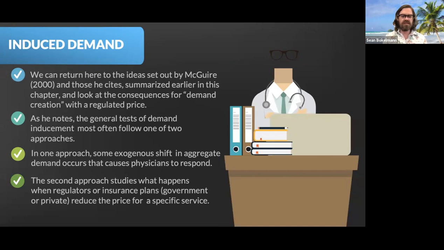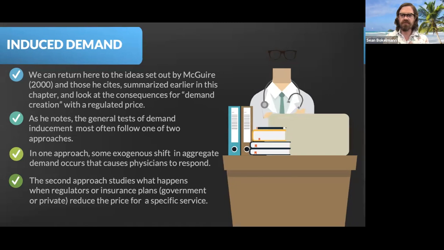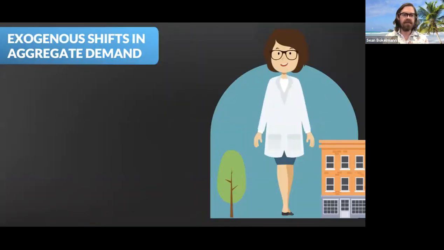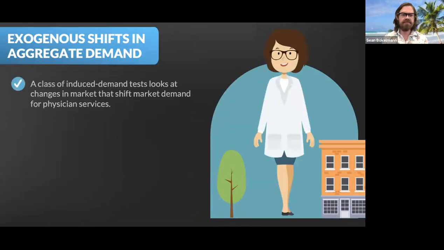The other approach looks at what happens when regulators or insurance plans reduce the price for a specific service. And really, this is still technically an exogenous shift in demand. It's just a bit more specific. It's either regulators or insurance plans. Okay, so we'll look at the first approach, exogenous shifts in aggregate demand.